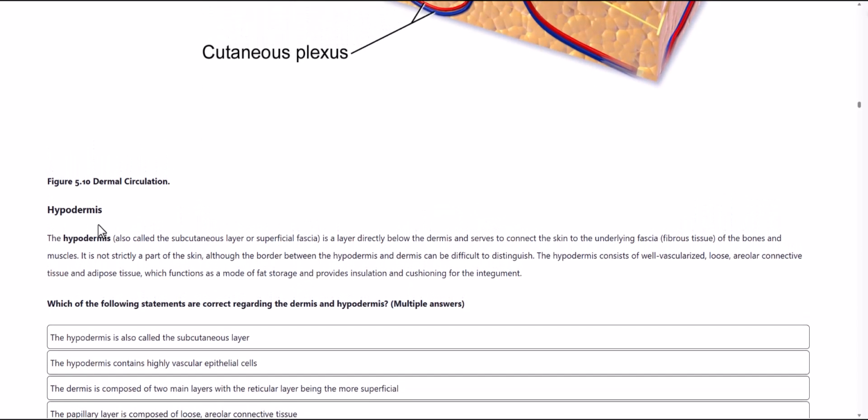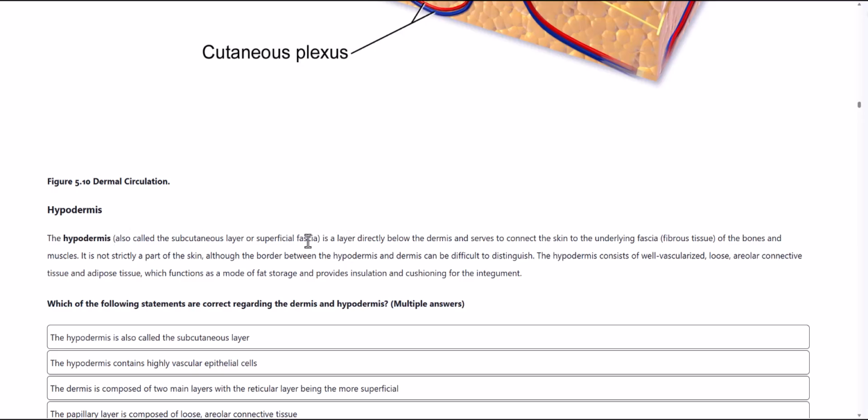Briefly, heading down to the hypodermis. Remember, the hypodermis is not officially part of the skin. It is oftentimes presented as a layer of skin, but officially, and the way I want you to think about this, is that the hypodermis, also called the subcutaneous layer, right? Under the cutaneous membrane, that is the hypodermis.